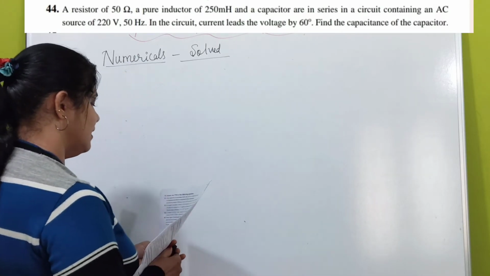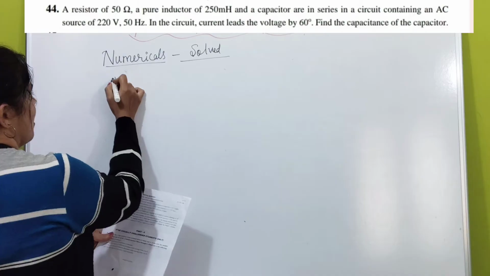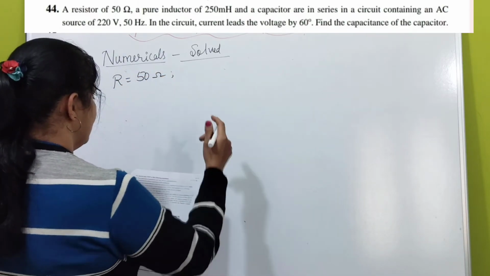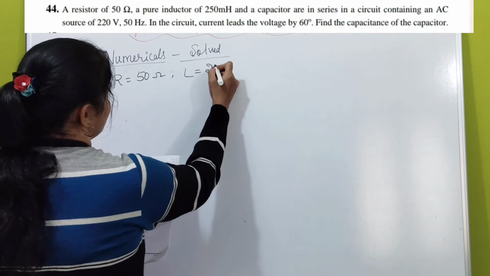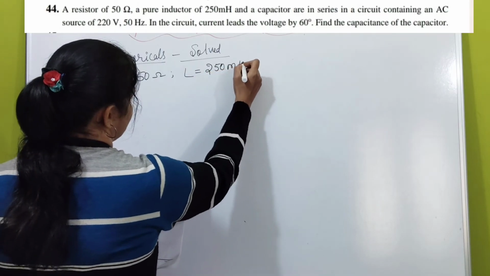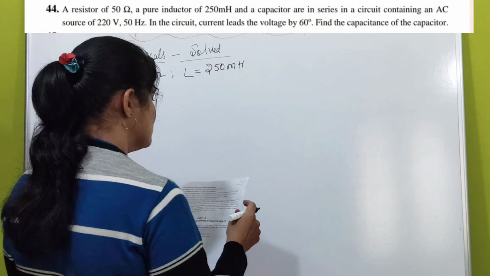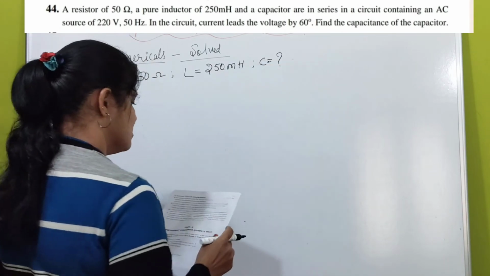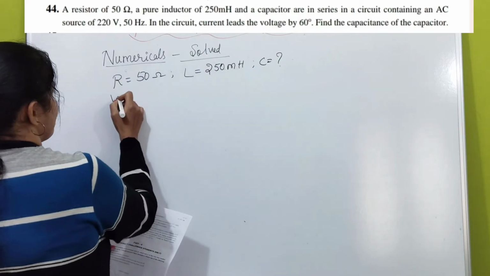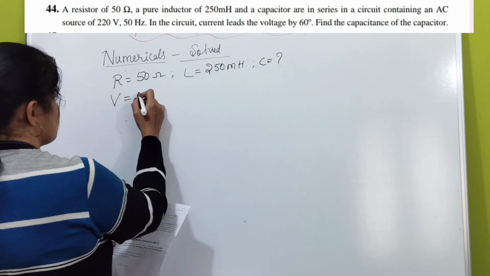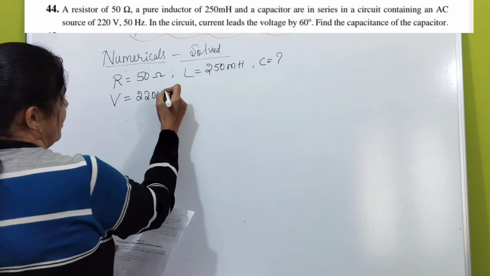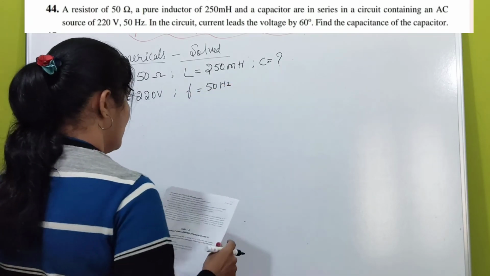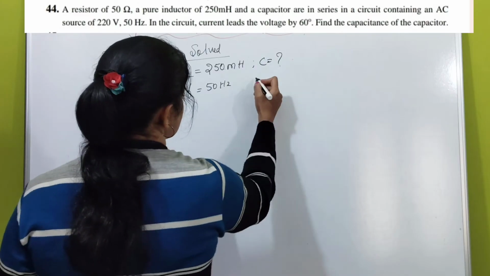So first let us write the data given. Resistor R is equal to 50 ohm and inductor L is equal to 250 millihenry. Capacitor we need to find out. So what is the capacitance of the capacitor? The source has RMS voltage 220 and frequency 50 Hz, and current is leading the voltage by 60.